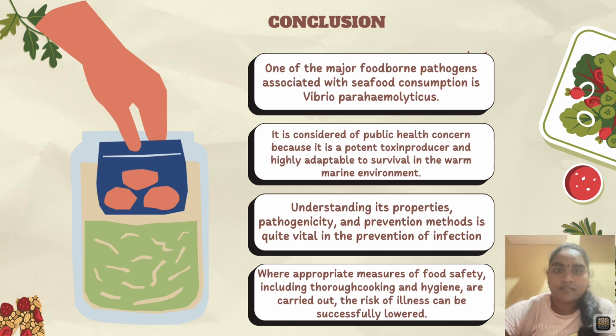By implementing associated food safety measures such as thorough cooking of seafood, proper handling, and maintaining good hygiene practice, the risk of illness from Vibrio parahaemolyticus can be effectively minimized. These preventive actions are not just important but critical to ensure the safety of seafood and protect public health.